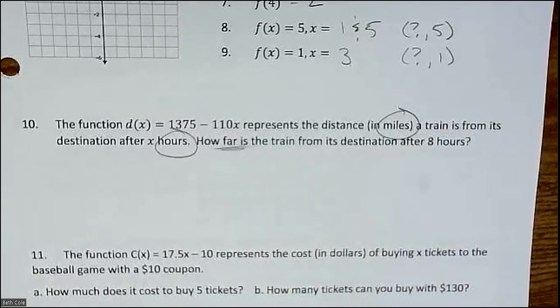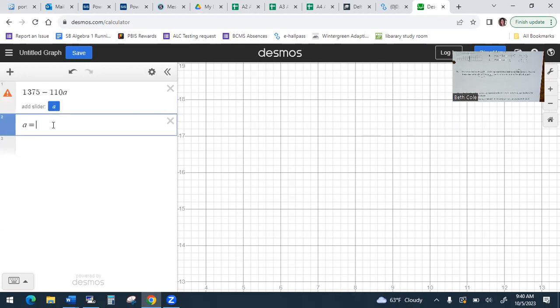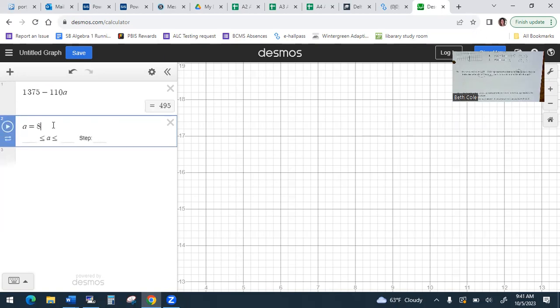Good. So I'm going to share my screen. And I'm going to type the equation. What was it? 1,375 minus, what am I going to type? You guys tell me. 110 A, good. And then I'm going to come down here and put A equals 8. What's your answer? Good. 495.